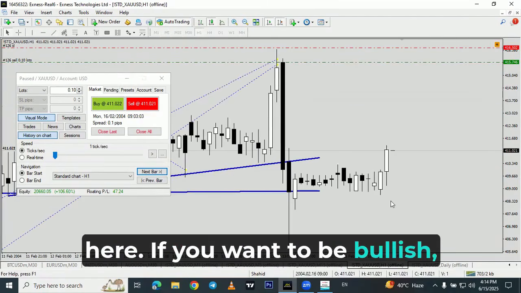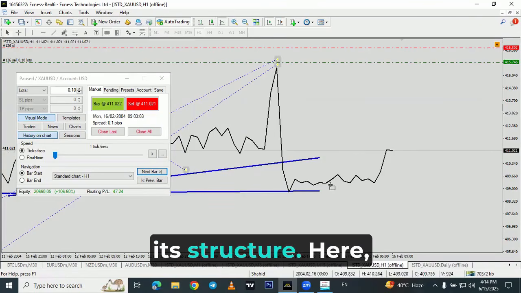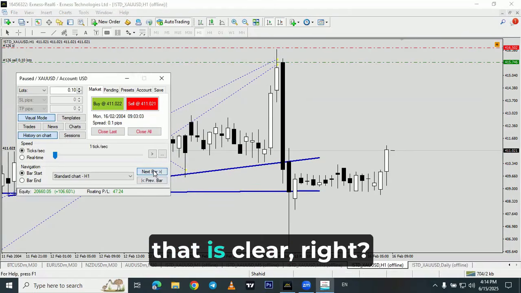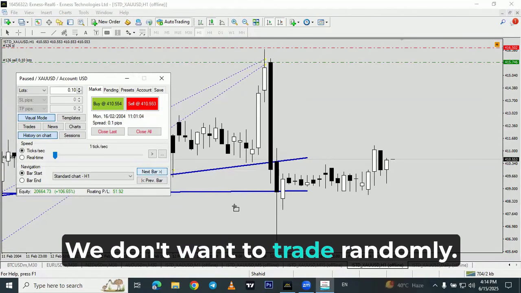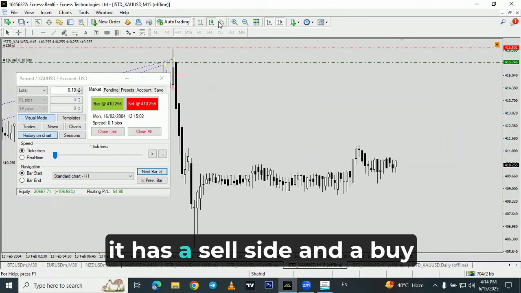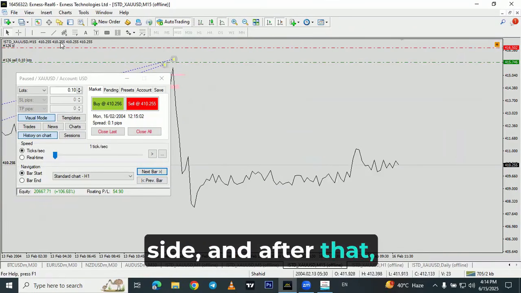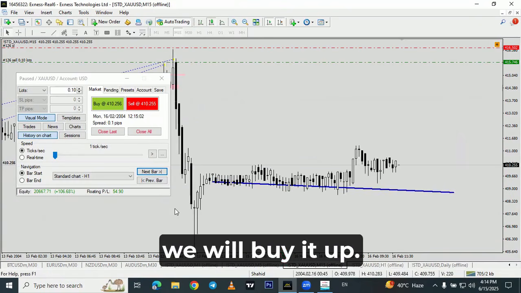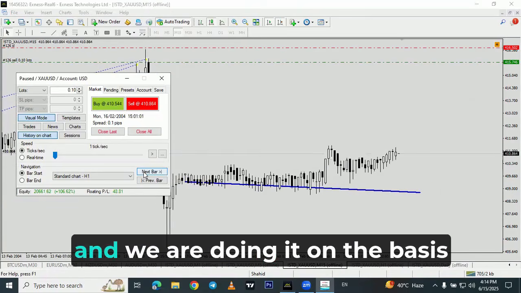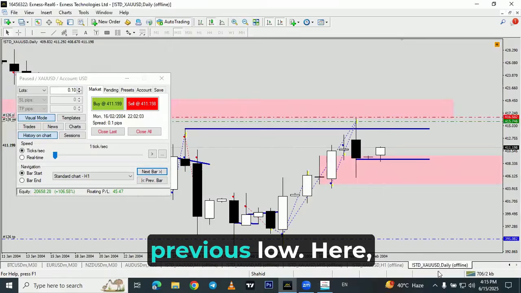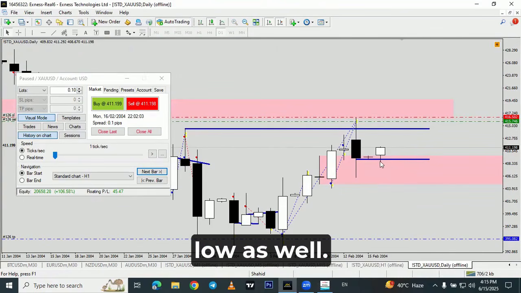If you want to be bullish, you also need to change its structure. Here it's not very clear. We need to take the setup that is clear, right? We don't want to trade randomly. In a random trade, we will go along with it. Look here, it has a sell side and a buy side, and after that, all these could be its liquidities or helping. If it does a quick move, we will buy it up. Here, it has sold, and we are doing it on the basis of this angle. Look, it has also taken the previous low. Here, it has taken the previous low as well.